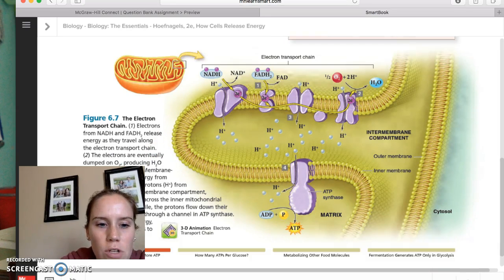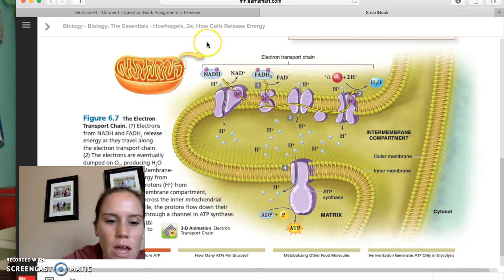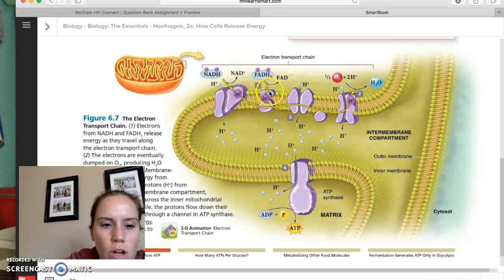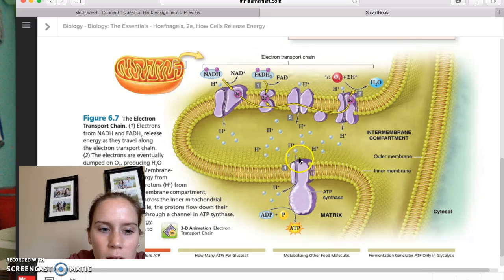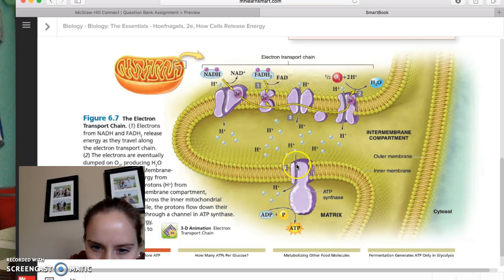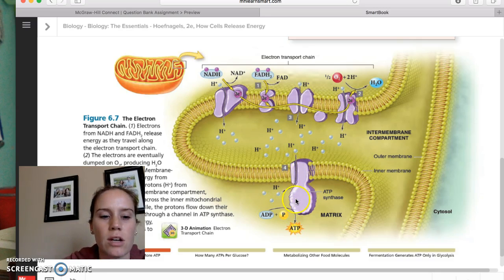So right here, electrons are releasing energy as they travel along that electron transport chain. They're eventually dumped on O2, which produces our H2O as a waste product. And then the membrane-bound enzymes are going to use energy from those electrons to pump the protons from the matrix to the intermembrane compartment. So that's happening here, okay? Then those protons are going to flow down their concentration gradient through this ATP synthase, and that releases energy, okay? And that's how we put this ADP and the phosphate together to make ATP. That's the electron transport chain, okay?